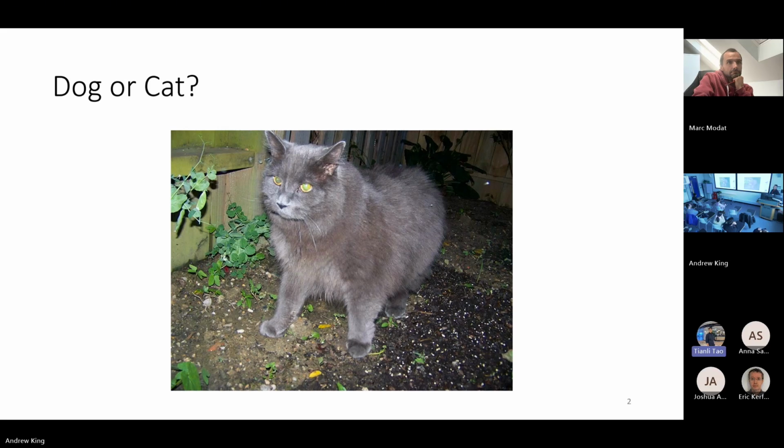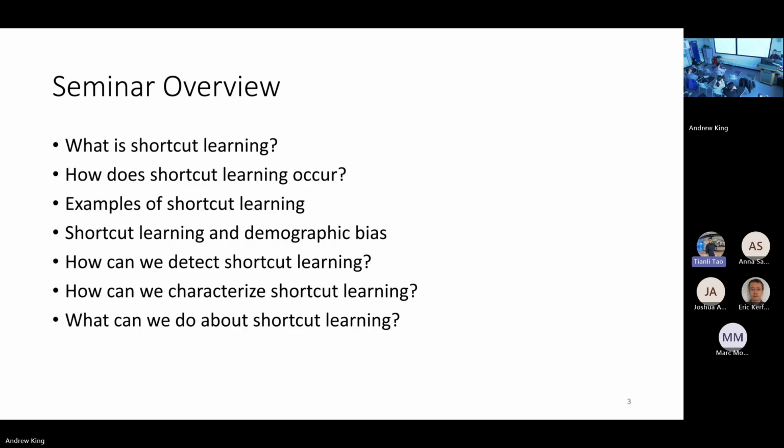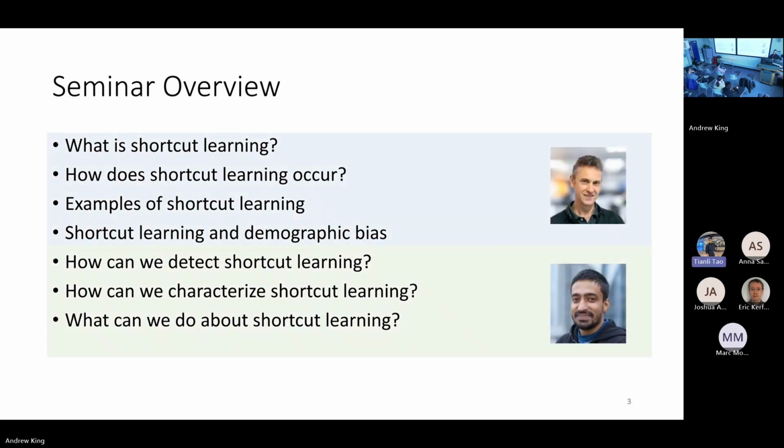I'm going to explain how that can happen, and then try and say some things that we can do about this problem. I'll come back to this example in a minute, but this is just an overview of what we're going to talk about today. I'm going to talk about what shortcut learning is, how it occurs, examples of shortcut learning, and its links with demographic bias. That's me. And then Akshit will talk about things that we can do about it. How can we detect it? How can we characterize it? And what can we do about it?